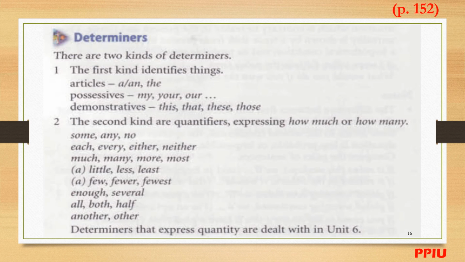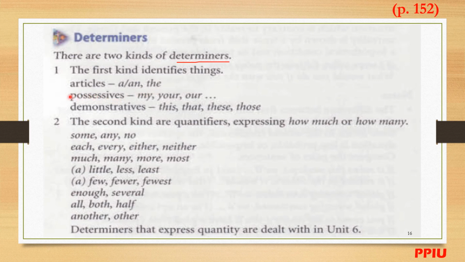This part you also can see in your textbook on page 152. Everything is just scraped from your textbook and put on this slide. When we're talking about determiners, there are two kinds of determiners, right? So the first kind identifies things, like article a, an, or the, right?